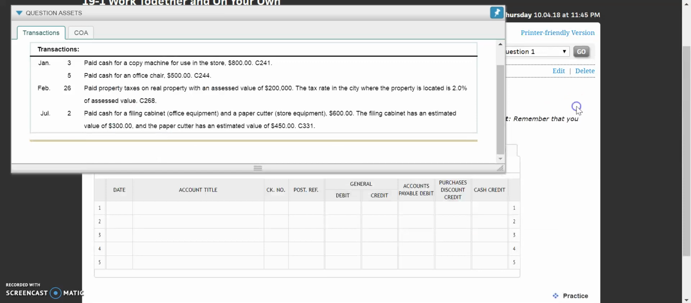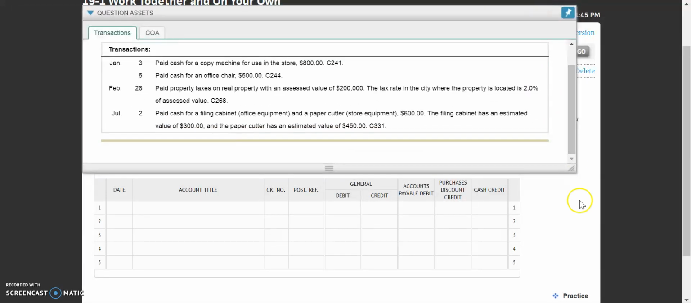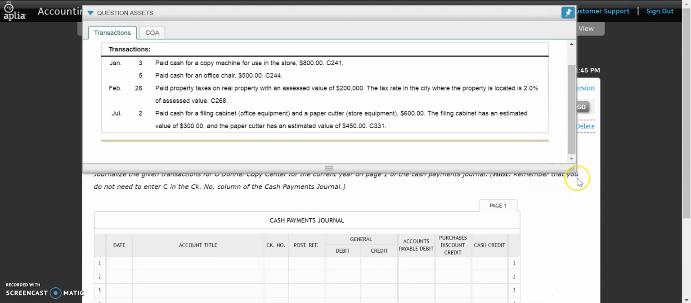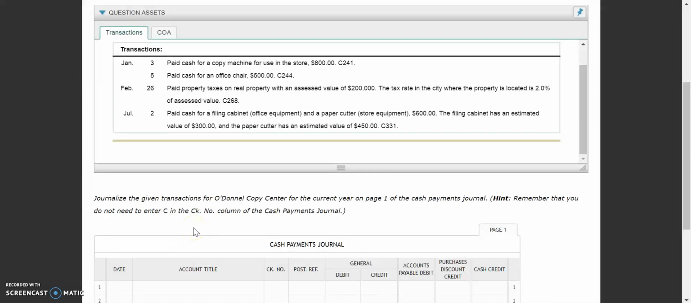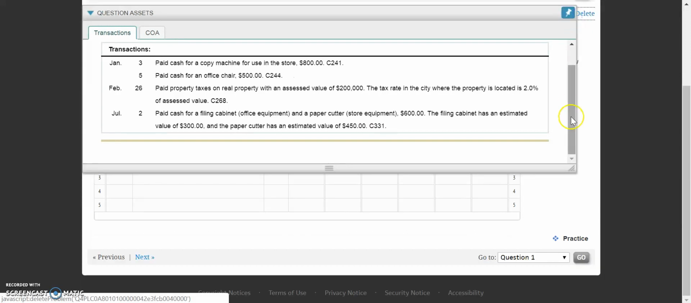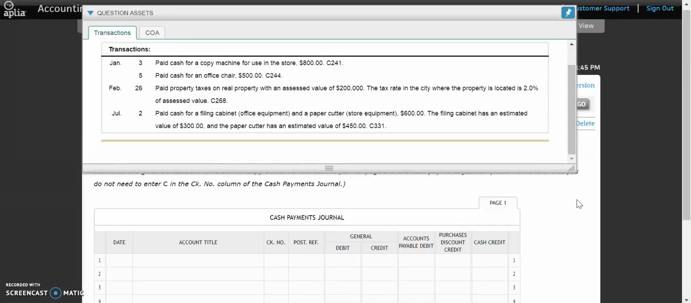So let's go down and look at our directions here. Let's put this back here so we can read our directions. We need to journalize the given transactions for O'Donnell Copy Center for the current year on page 1 of the cash payments journal. And then just remember that we don't need to enter a C for the check because that's the only way that we can pay for things that already has that in our post reference or in our source document number. So we have our cash payments journal here as well as our transactions.